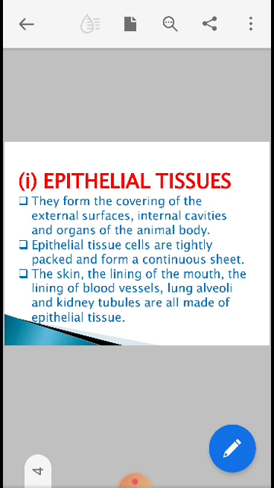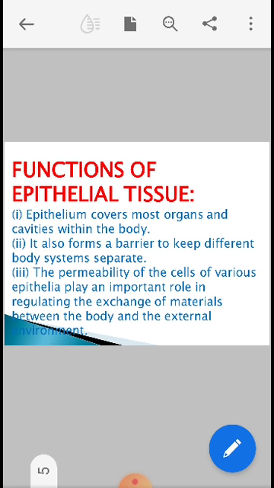Now, when we talk about the functions of epithelial tissues, epithelial tissues cover most organs and cavities within the body. So, you can say that it is a covering. It also forms a barrier to keep different body systems separate. As I talked about just now, there is a barrier which separates the tissue from the remaining parts of the body. And the third function that I just discussed before is the permeability of the cells of various epithelia. They play an important role in regulating the exchange of materials between the body and the external environment.